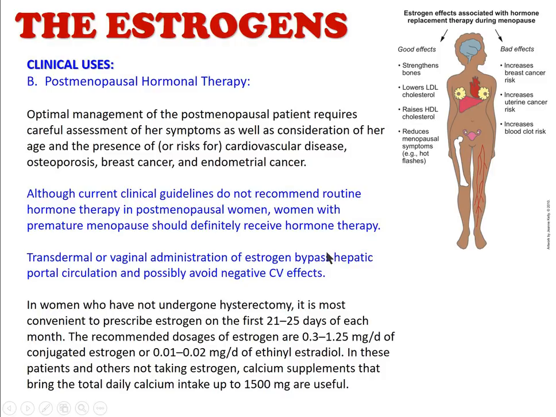And let's say if there's a need, you can have transdermal or vaginal administration, so that it can bypass the hepatic portal circulation, and you can avoid the negative CV effects. So this must be considered. So let's say there's a question: what are the possible risks of hormone replacement therapy with estrogen during menopause? There are a bunch of options, and these are the possible risks basically involved in hormone replacement therapy for postmenopausal women.